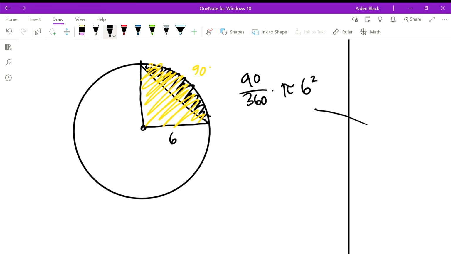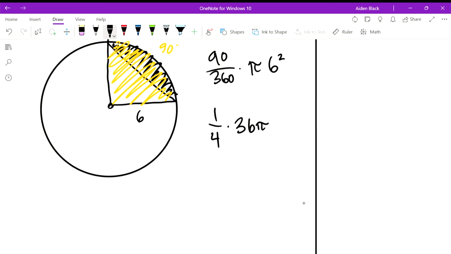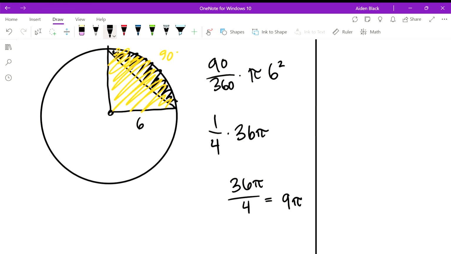So even just getting this is nearly half of the problem. This reduces to 1/4, and 6 squared is 36, so we have this. If you reduce that even more, you get 36 pi fourths, which reduces to 9 pi. So that's the area of the sector. So I'll outline that in gold. That's the area of the sector, 9 pi.